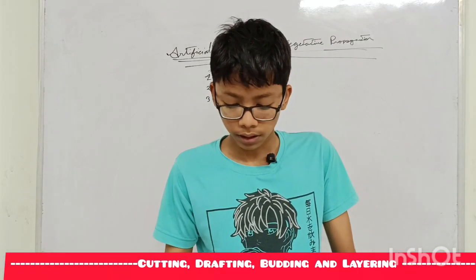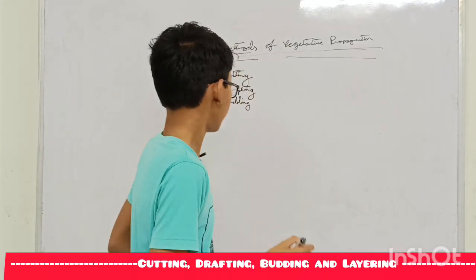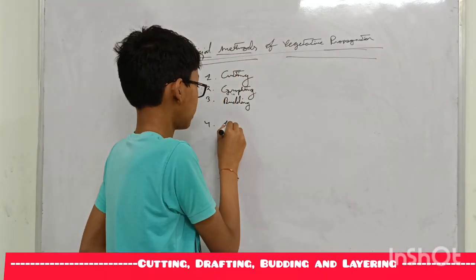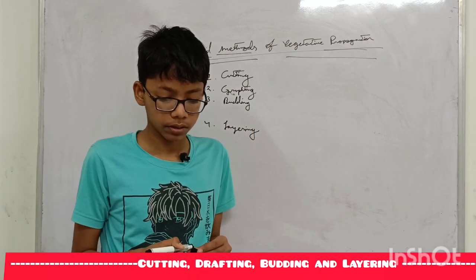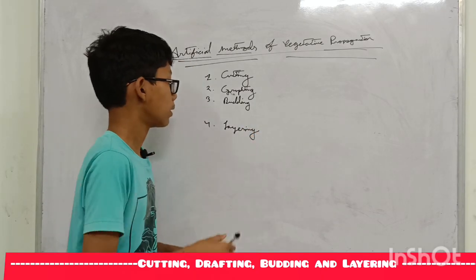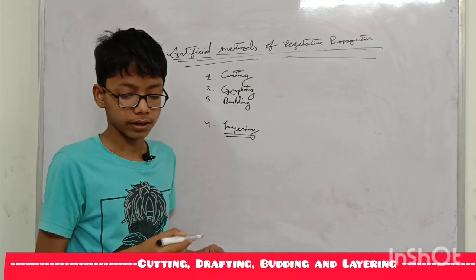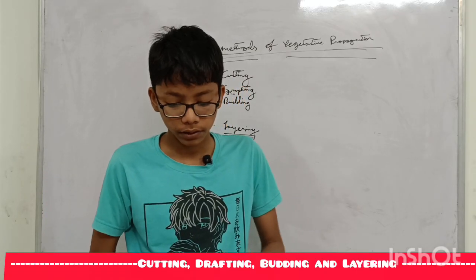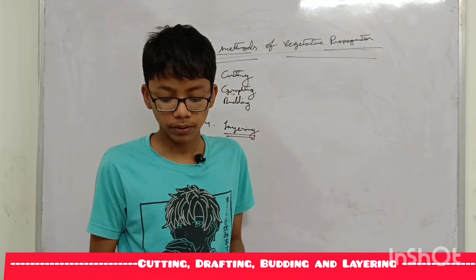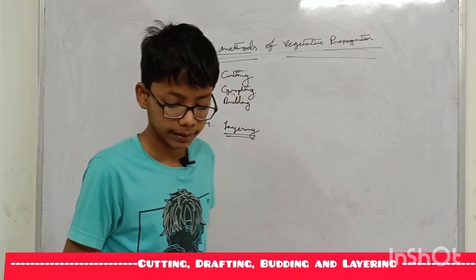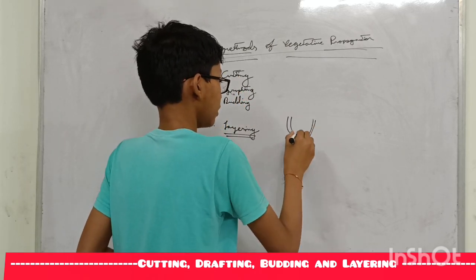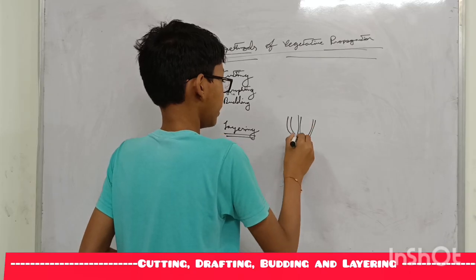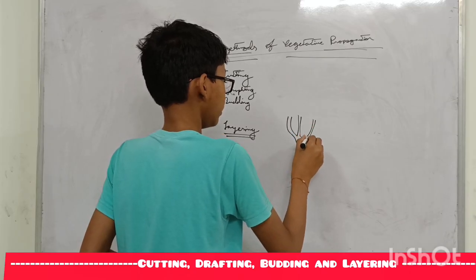Alright, and now for the final method, layering. So the last one here is layering. In this, the stem of a plant is bent down onto soil. So here the first step is to take any plant, the plant that you want to use.